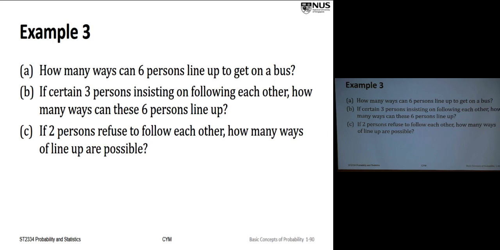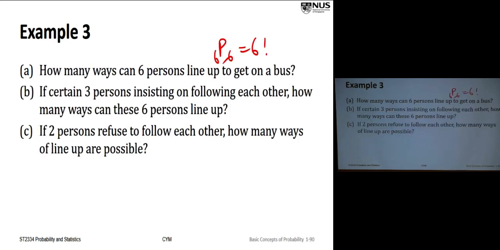Okay, example 3. Now we have 6 persons lined up to get on a bus. How many ways can we arrange them? So what is N? N equals 6. What is R? Also 6, right? Because we did not select a subset of it. We consider all the 6 people. So it's P(6,6). Okay? So the first one is like that. So it's 6 factorial.